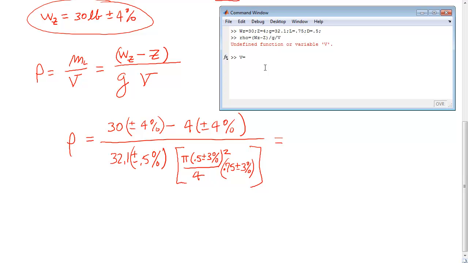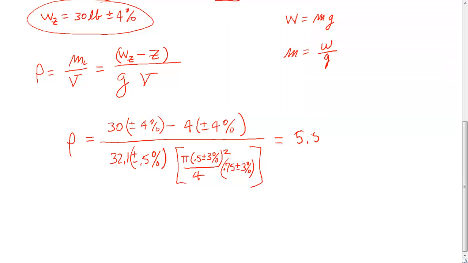So my volume is going to be equal to pi times d squared divided by 4 times L. Try that again with a pi in there. So there's my volume. Now I go back up 2 or 3, and now I'll end up with the value 5.5002. 5.5002. But at plus or minus what?